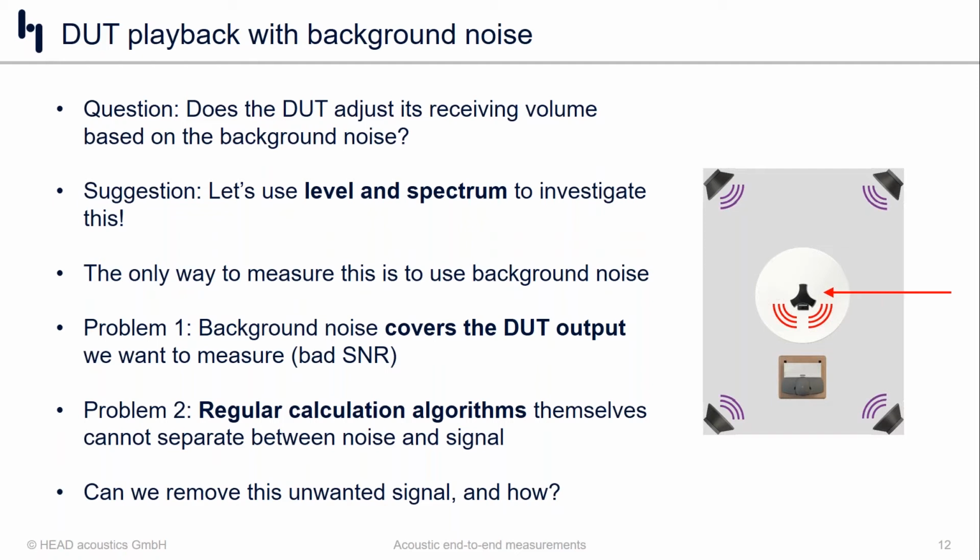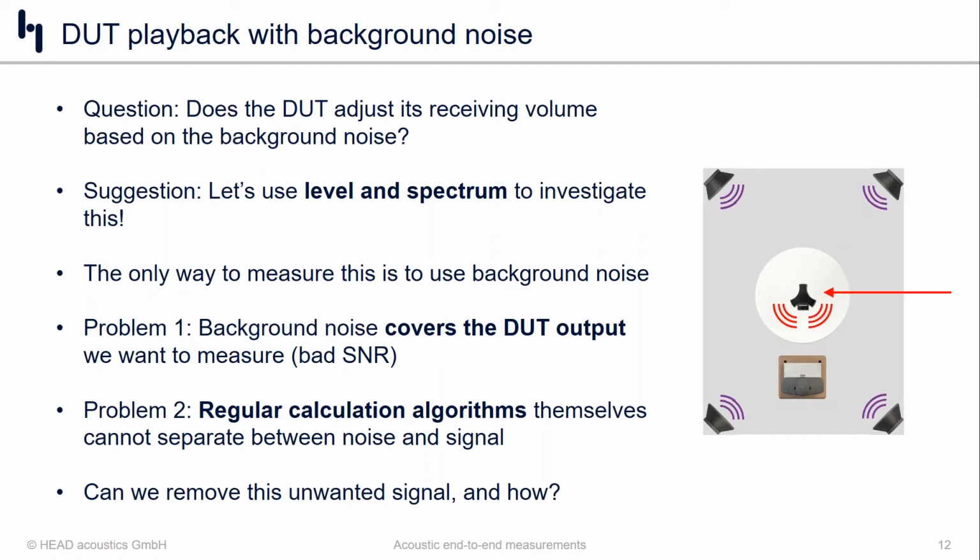Now, the only way to go about doing this measurement is to place the device in background noise. We'll put it in our chamber and start the background noise system. Now, of course, the first problem we run into is that background noise is going to mask a lot of the output from our device. In other words, we have really bad signal to noise ratio. It's going to be hard for us to gauge level and spectrum of the output signal of that device. The other challenge that we had is that what we call the regular or traditional calculation algorithms, such as receive loudness rating, those algorithms are just not equipped to separate between noise and signal.